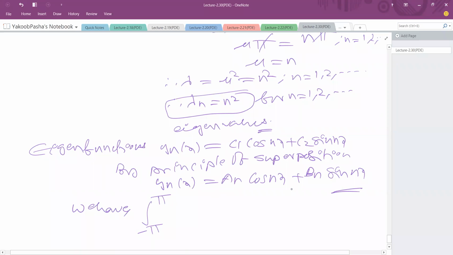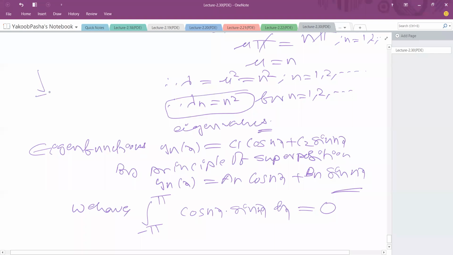Okay, first eigenfunction is cos nx. Second eigenfunction is sin nx. That is equal to, here sin nx into cos nx is an odd function. Cos is an even function. The product of odd and even will be an odd function. So this will be 0.